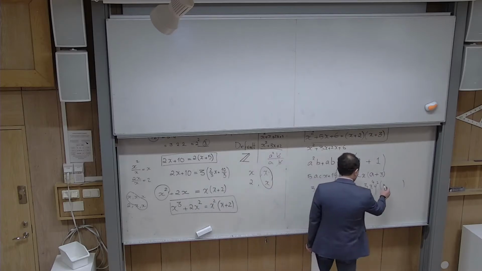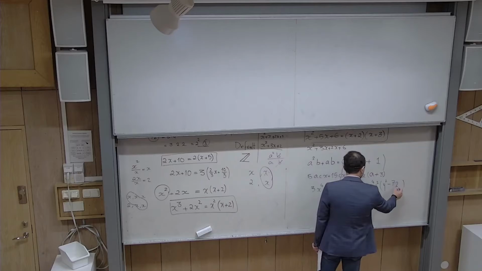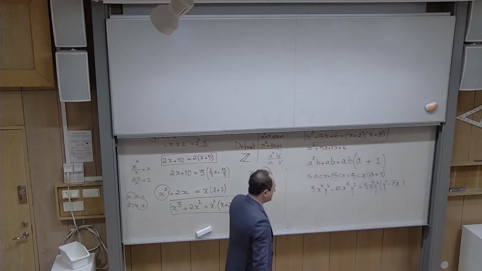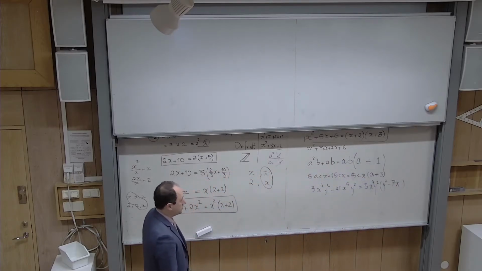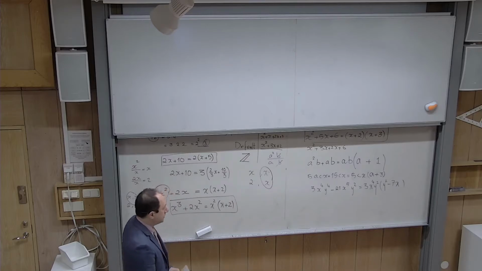Y squared minus 7x. Thank you. So what is left for me is this one. So that's the factorized form of that expression.